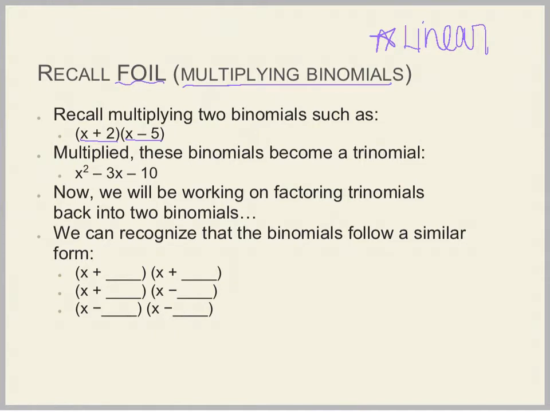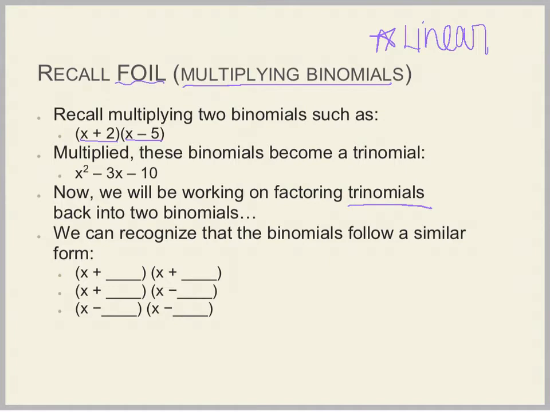Multiplying these binomials, we get the trinomial x squared minus 3x minus 10. So now we're going to take this trinomial and work backwards to find the two binomials. This is what we're calling factoring.